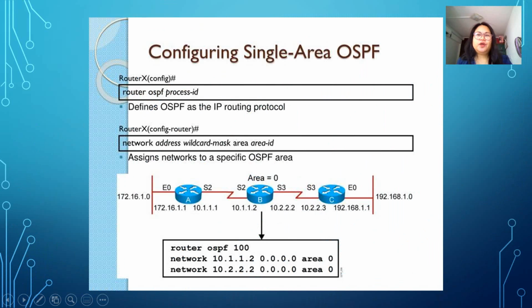Configuring single area OSPF. It defines OSPF as the IP routing protocol, so you have to type the OSPF process ID. Then it assigns networks to a specific OSPF area. So we have to type the network address, wildcard mask, and area ID.